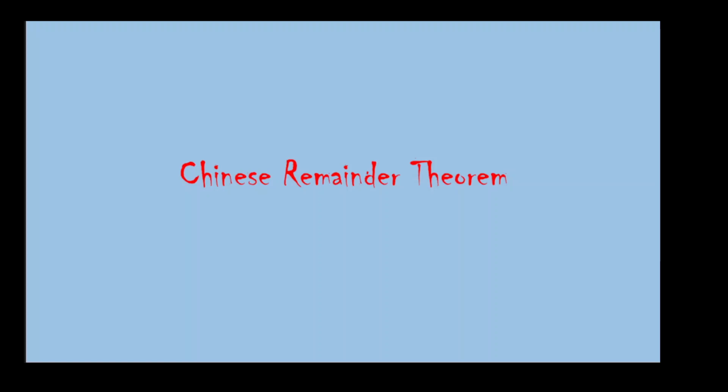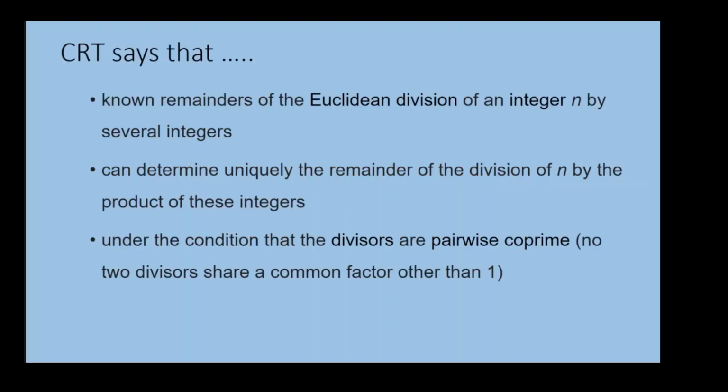In this video, we are going to briefly introduce the Chinese Remainder Theorem. In mathematics, the Chinese Remainder Theorem states that if one knows the remainders of the Euclidean division of an integer n by several integers, then one can determine uniquely the remainder of the division of n by the product of these integers, under the condition that the divisors are pairwise coprime. No two divisors share a common factor other than 1.